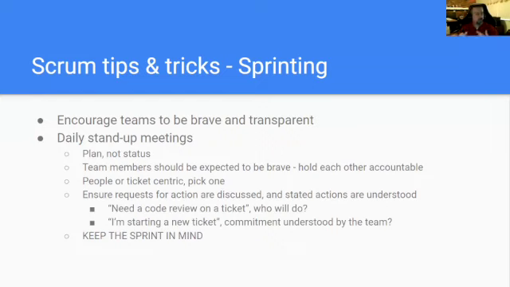Flip situation, if you're doing ticket-centric, even for a Kanban team, what if you're talking about tickets and working your board right to left and Bob never says anything during the stand-up, right? So if you're doing it people-centric, are you making sure that the tickets are getting covered? And if you're doing it ticket-centric, are we making sure that Bob is communicating with his team and planning what his day is going to be? Make sure that any requests for actions are discussed, stated actions are understood.